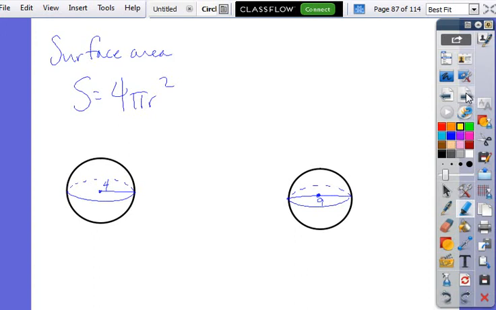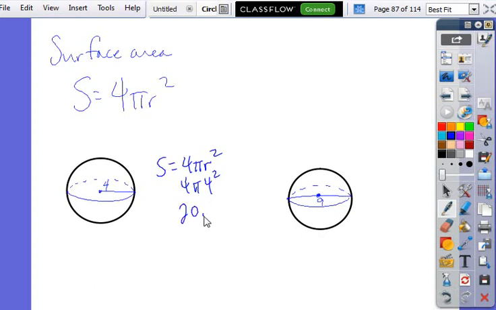All right, so if I did this first one right here, surface area is 4 pi r squared, 4 pi 4 squared. If I'm doing 4 pi 4 squared, I wind up with 201.1.